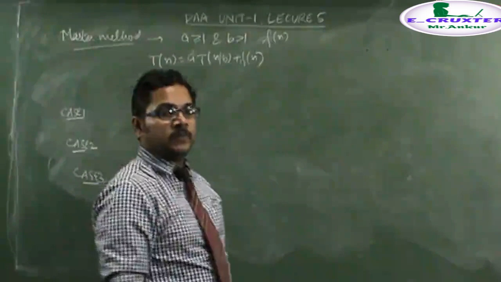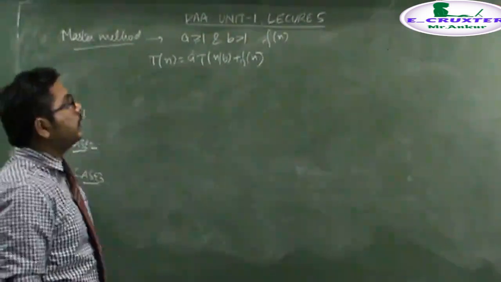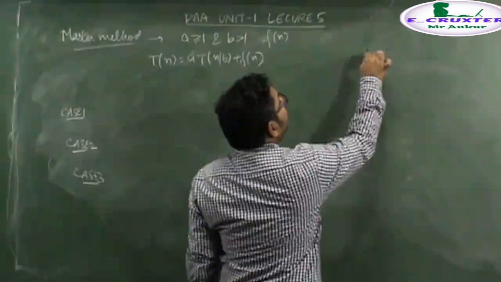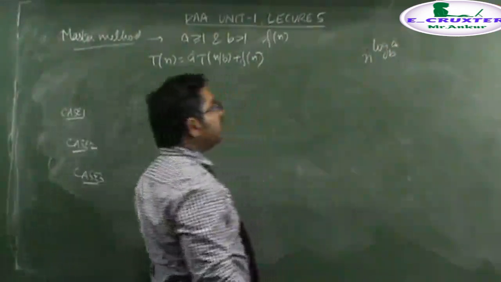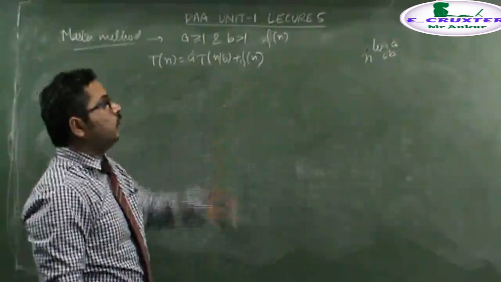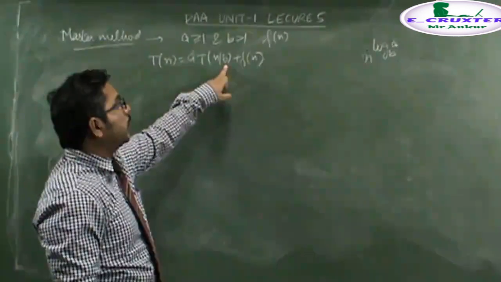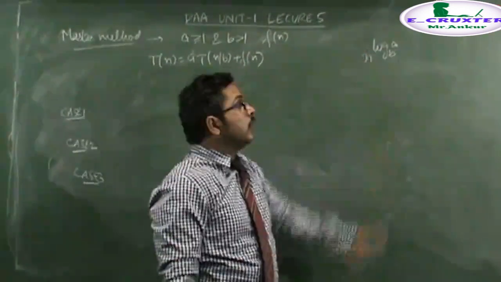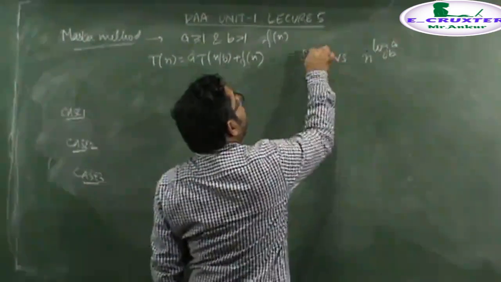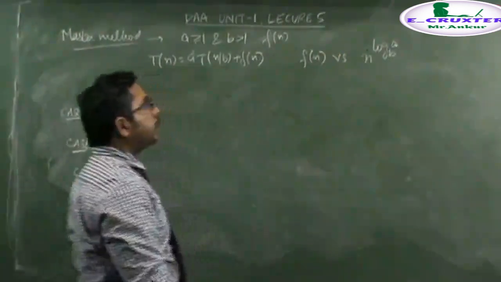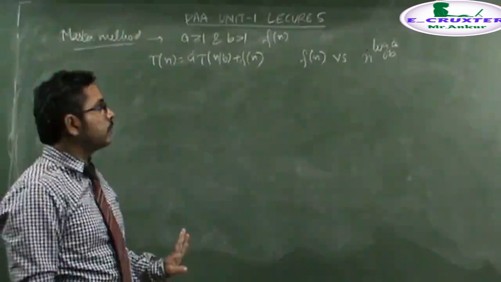Just try to understand what they are doing. They are saying that we first calculate the value of n raised to power log base b of a. a we can get from here, b we can get from here, and we can include this. Now compare this result with the function f(n). Getting my point?